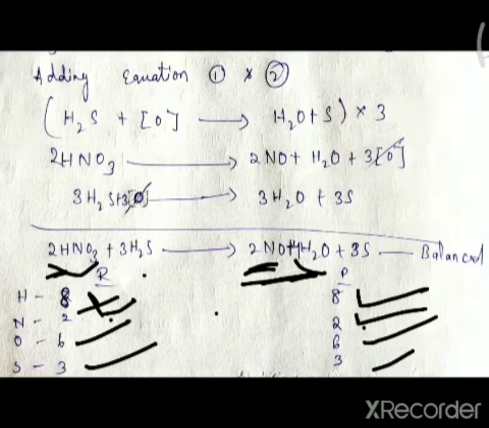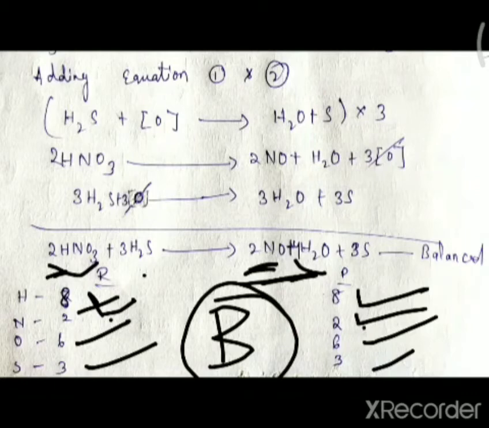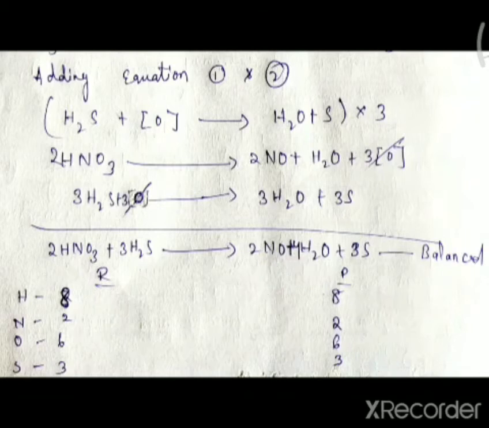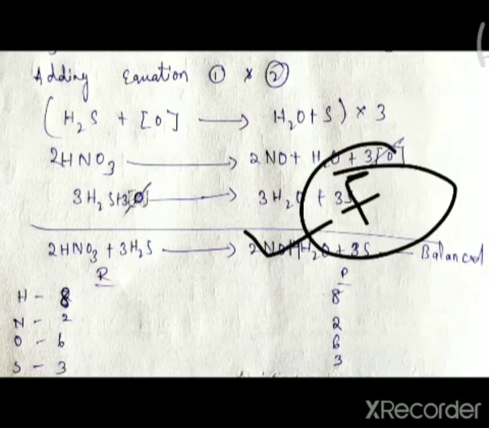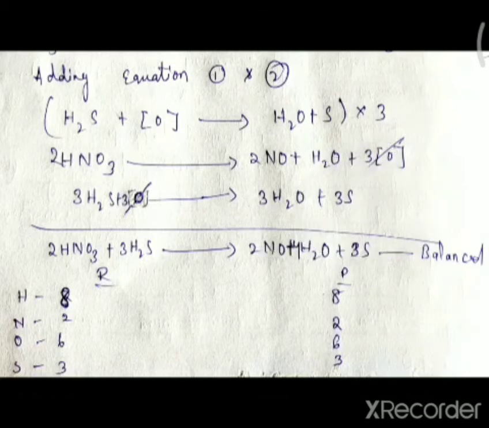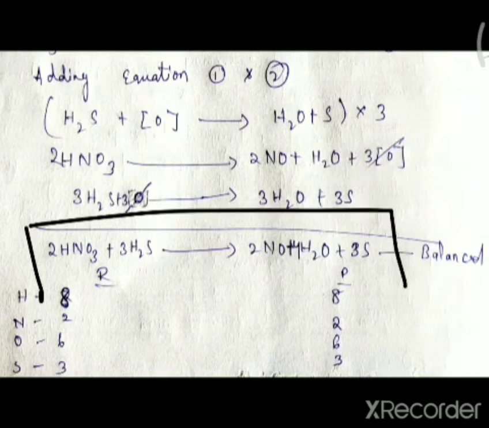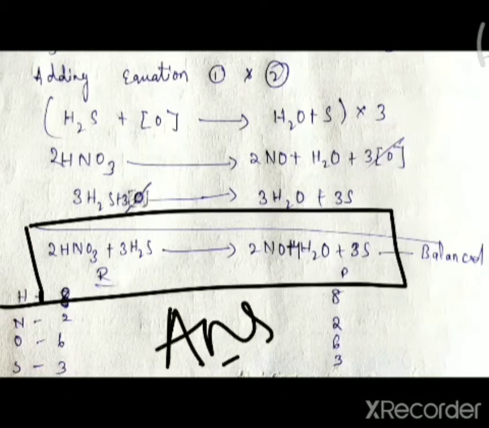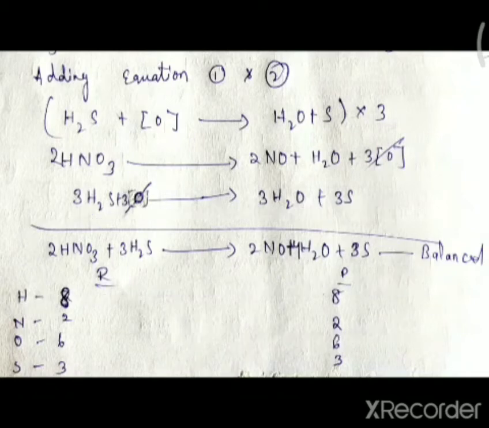So now you can see, as they are equal on both sides, this equation is balanced. So this equation is the final balanced equation. Okay student, do you understand? This is the final balanced equation and this one is your answer. Let's see another example.